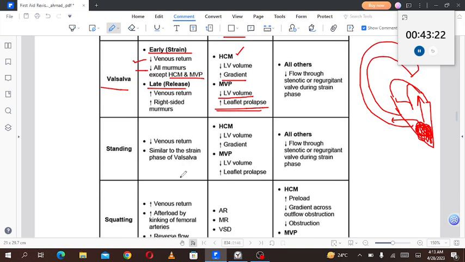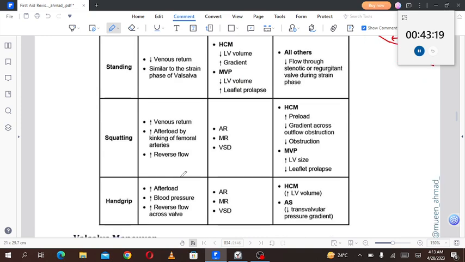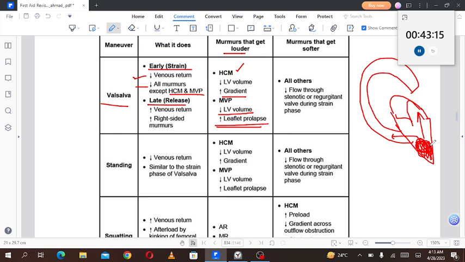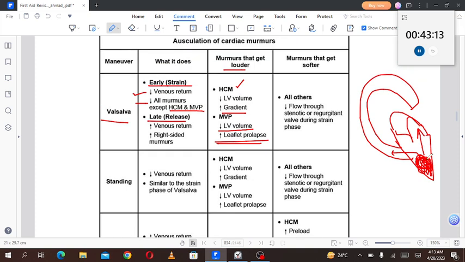The same is true for a lot of other conditions. We'll see that with mitral regurgitation. So think of it like that. It is an analogy which I have created for myself: if the blood volume is less and the pressure gradient between the aorta and the ventricle is high, the blood cannot move in that direction, so it starts moving towards the mitral valve, and the mitral valve prolapse is exaggerated, and so is the murmur. So the two murmurs which are exaggerated by the Valsalva maneuver, specifically the early strain phase, are hypertrophic cardiomyopathy and mitral valve prolapse.